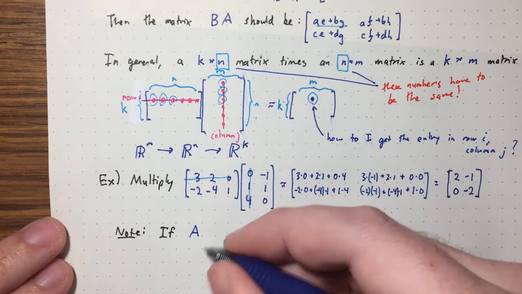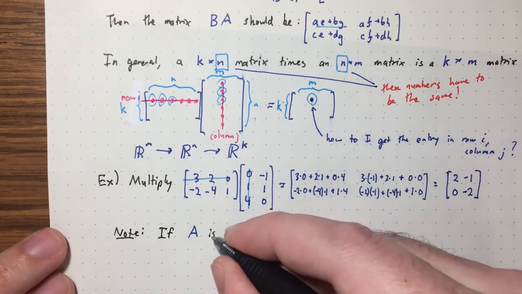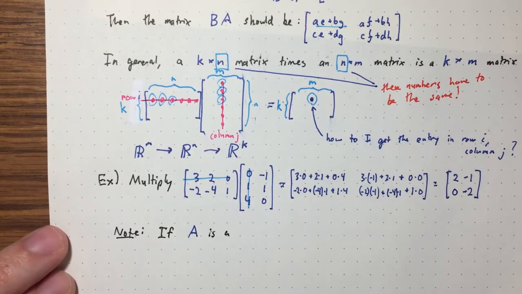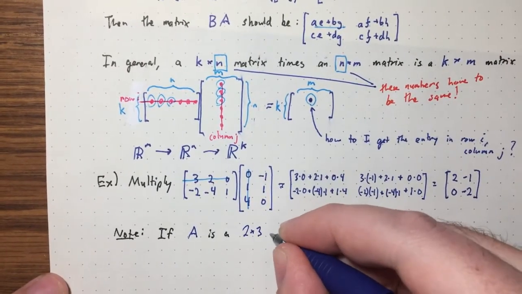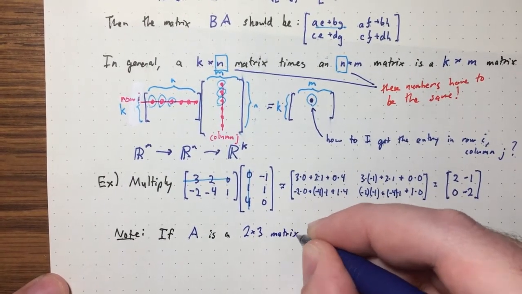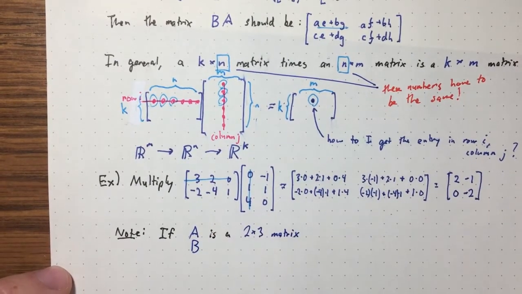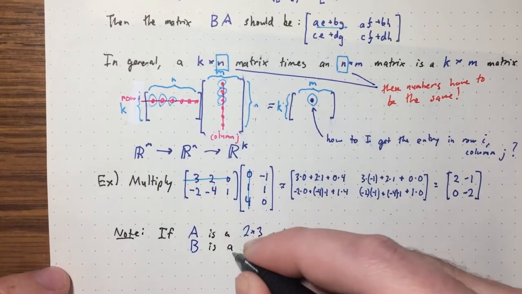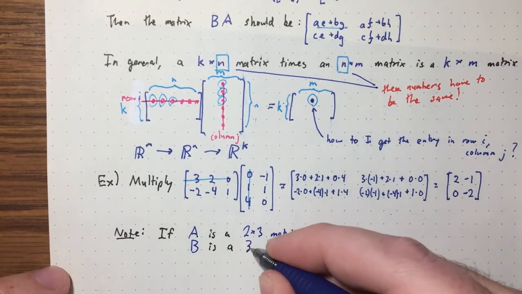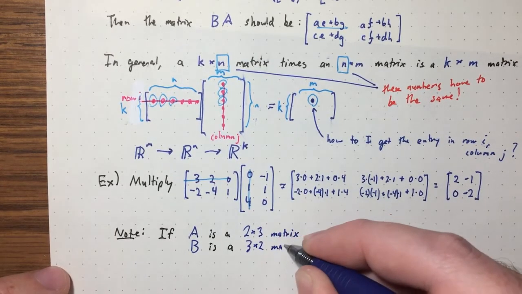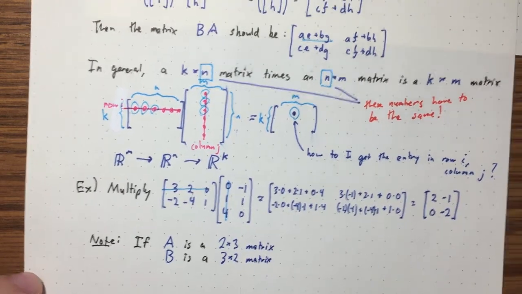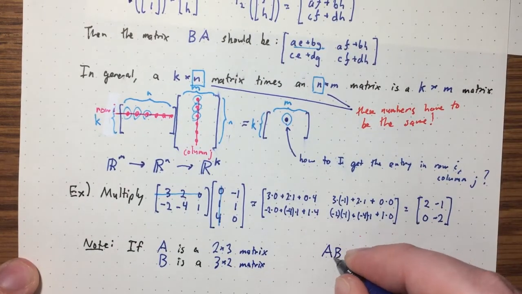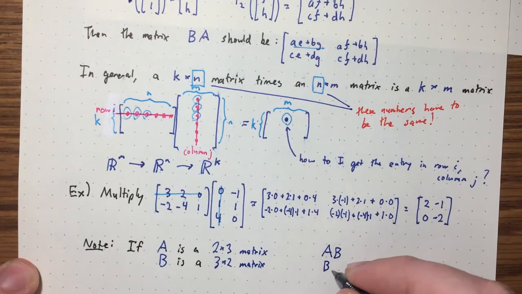So let's say A is a 2 by 3 matrix, and B is a 3 by 2 matrix. Well, what is AB going to be? And what is BA going to be? Without even calculating it.